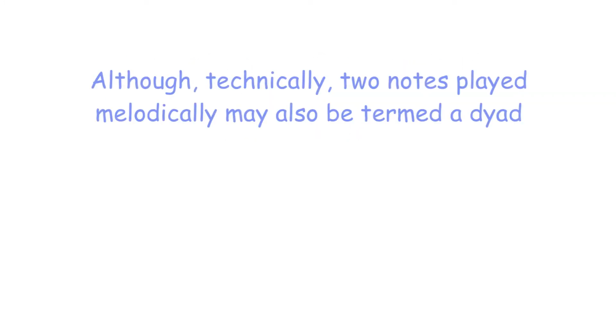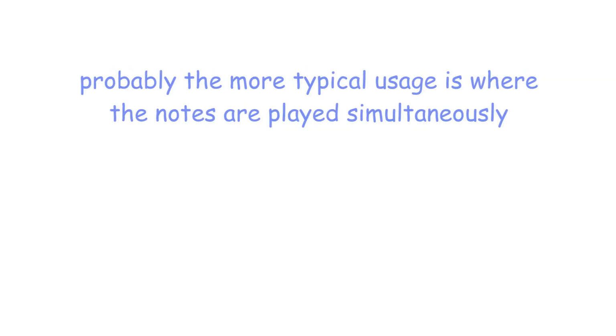In music, a dyad is defined as a combination of two notes which may form part of a chord. Although technically two notes played melodically may also be termed a dyad, probably the more typical usage is where the notes are played simultaneously.